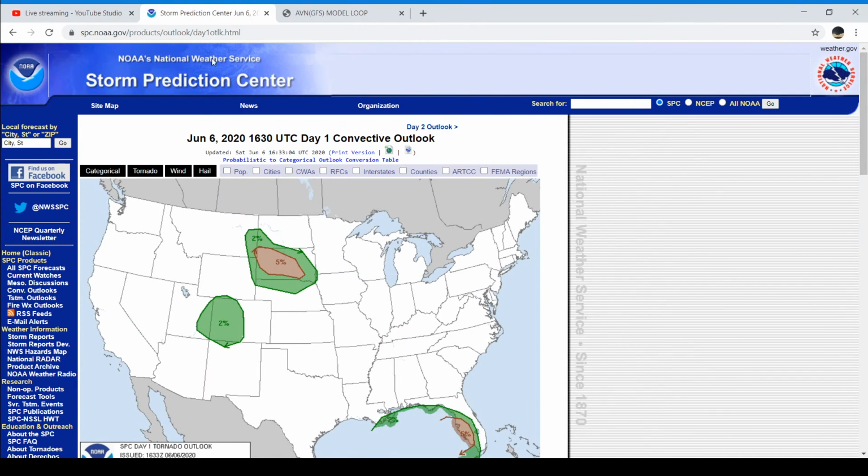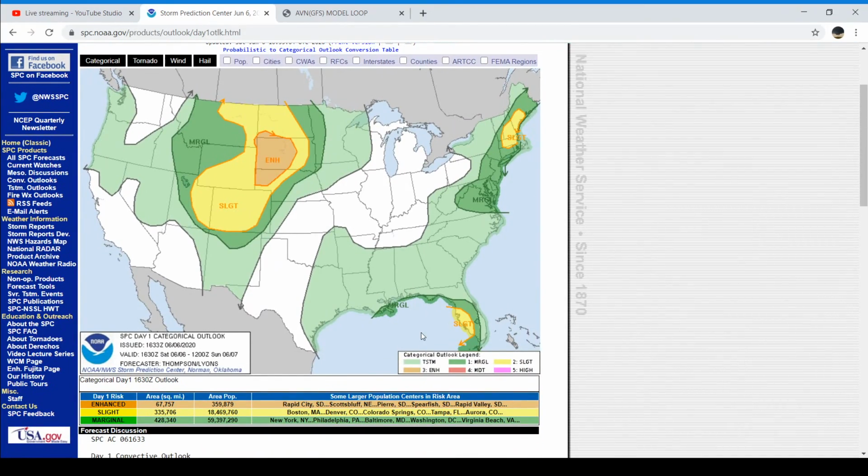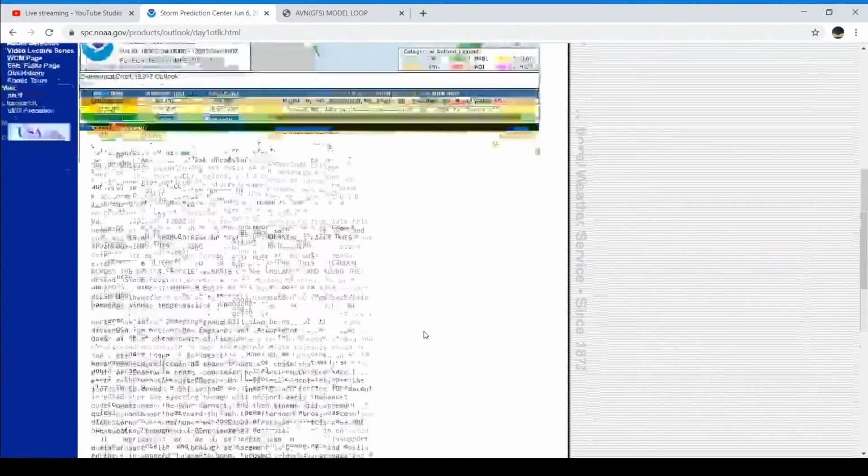As we look at today's weather event, we can see there's a slight risk with an enhanced area over Nebraska, South Dakota, and North Dakota. There's also some slight risk down here in Florida because of this tropical storm out in the Gulf of Mexico.